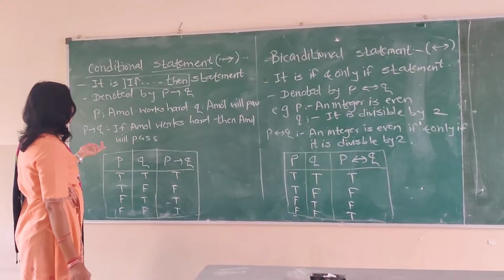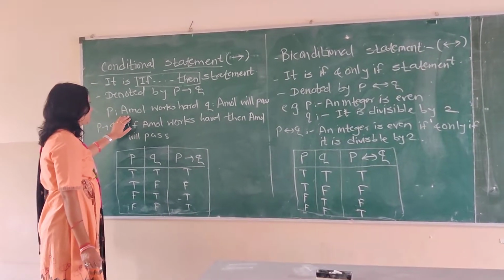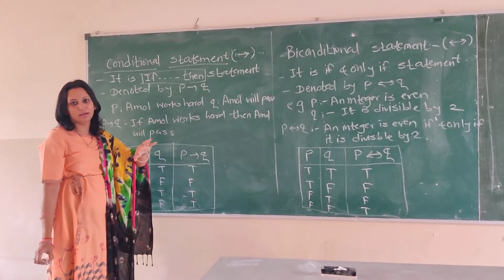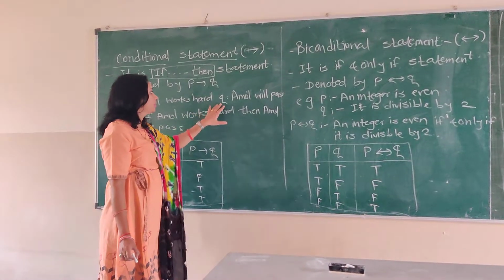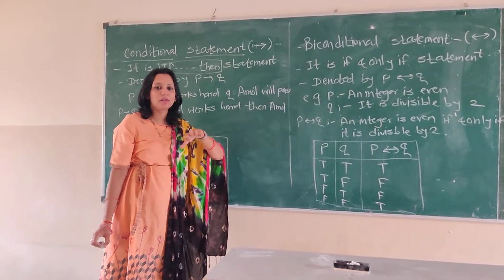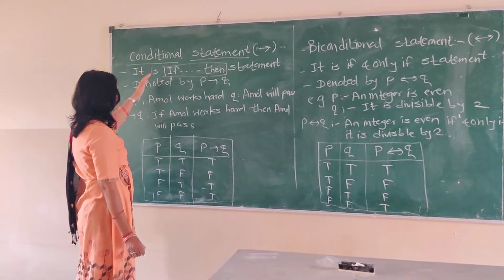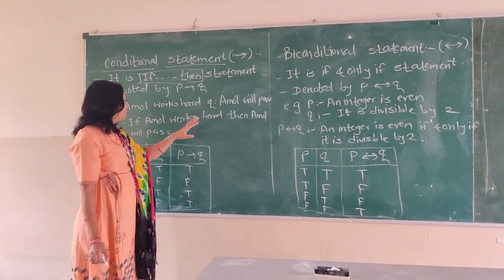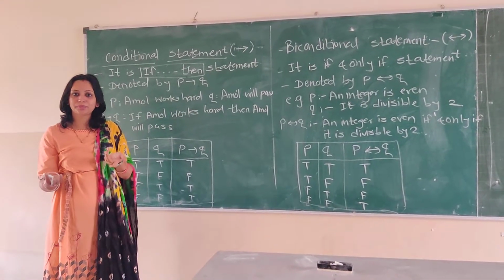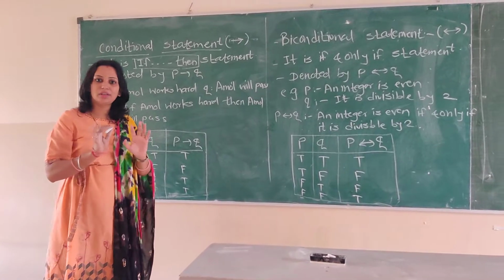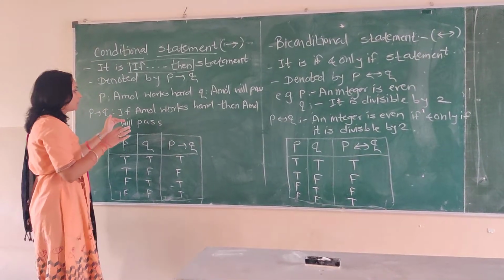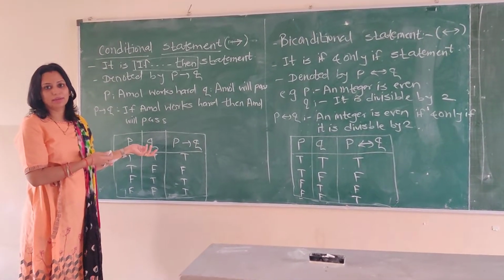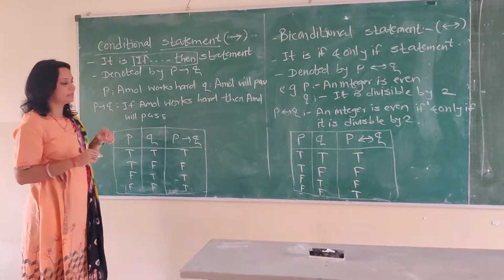So for example, if I am saying proposition P is Amol works hard and proposition Q is Amol will pass, then by using the conditional statement, it will be: if Amol works hard, then Amol will pass. That means there is a condition. If Amol is working hard, only then he is passing the exam. That's why it is called a conditional statement.